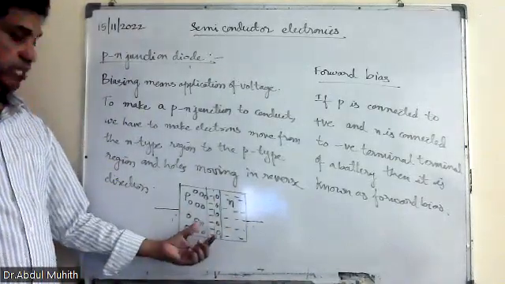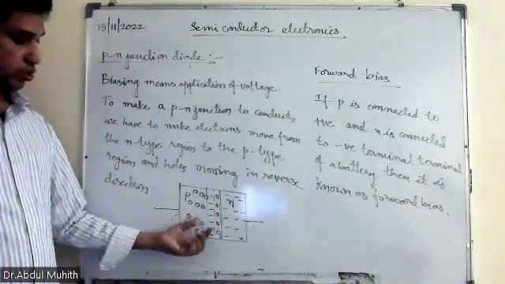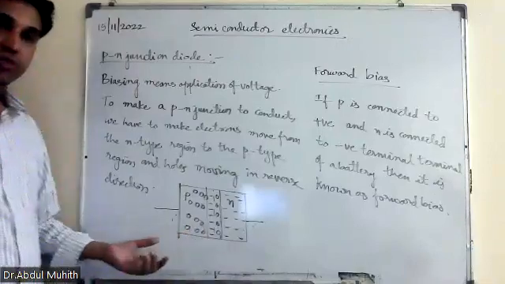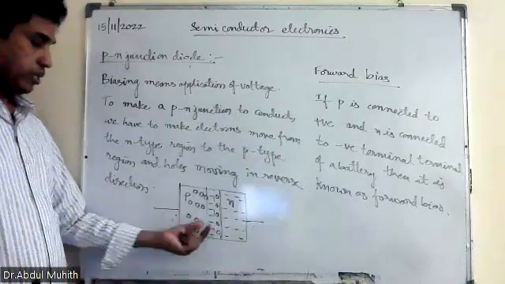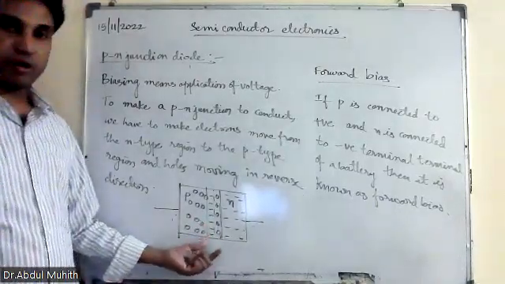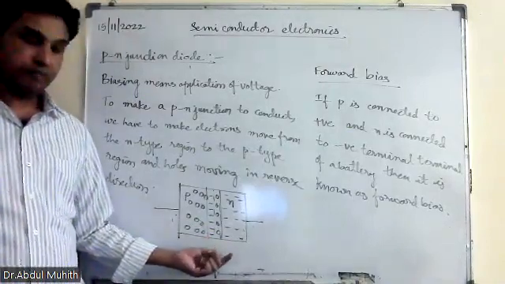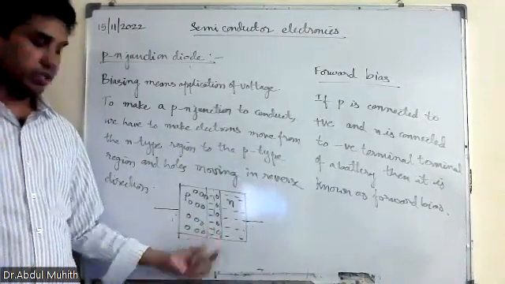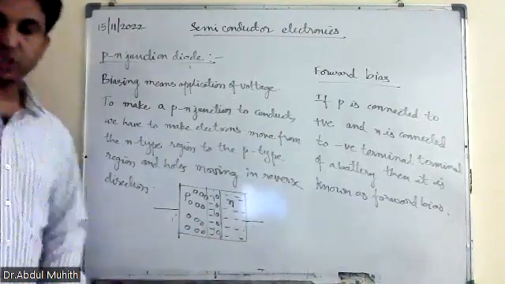So they form a junction. The junction is formed due to the minority charge carriers. Understood? That layer, that region is known as the space charge region or depletion region, and the thickness is 0.5 micrometer. And also a small potential is developed across this junction, which is also known as the potential barrier.